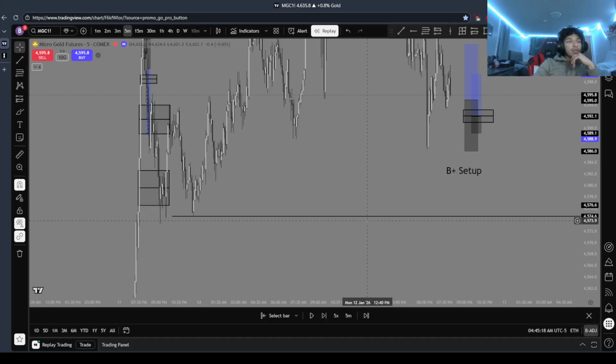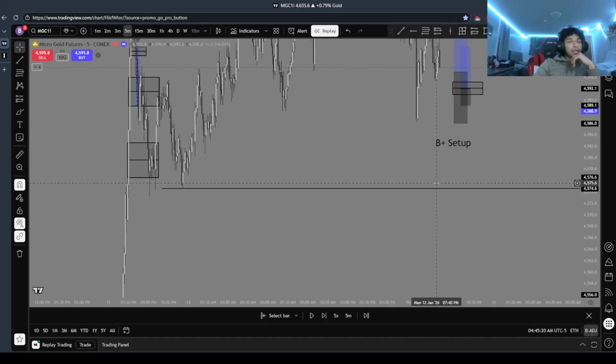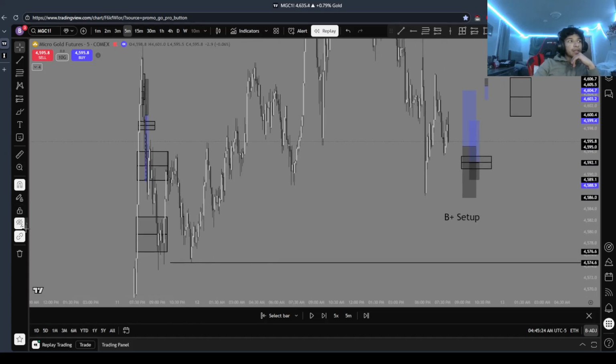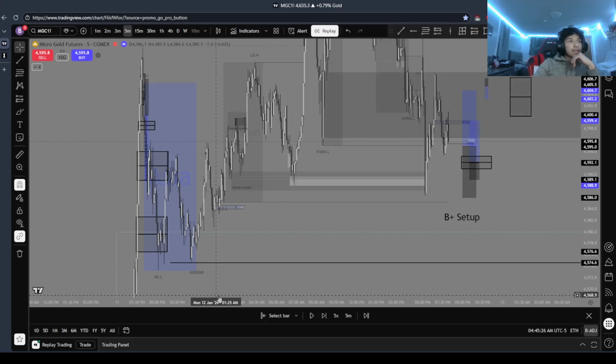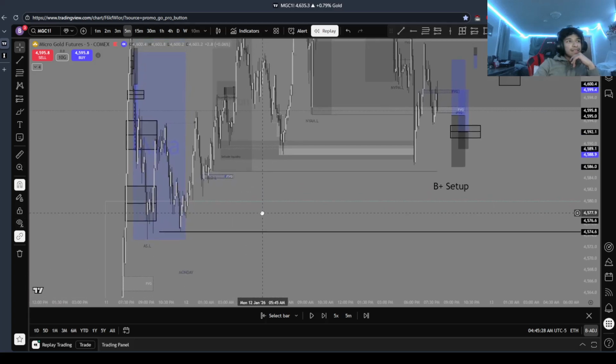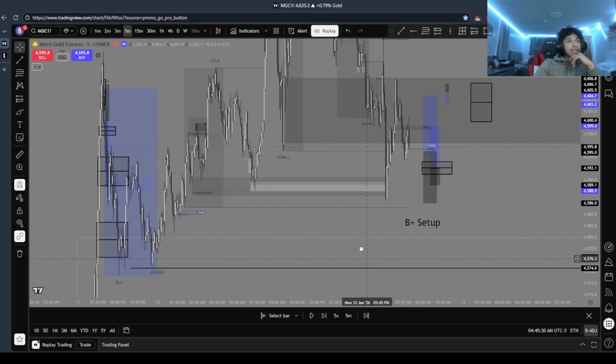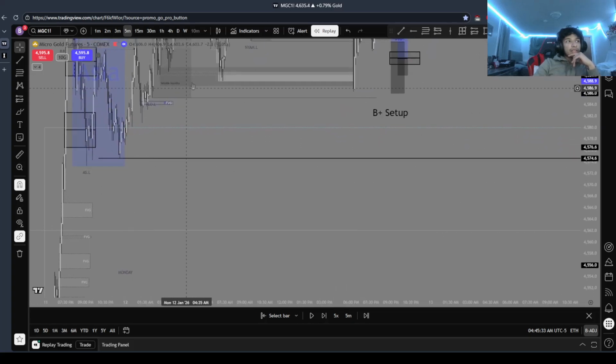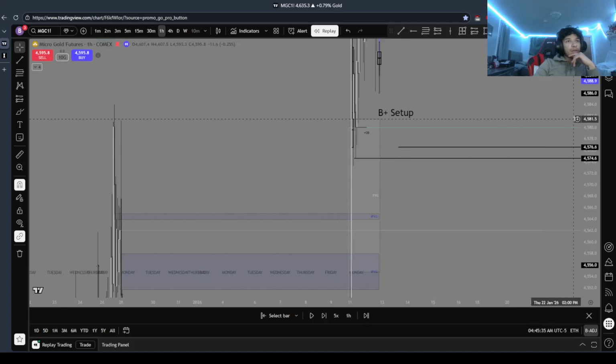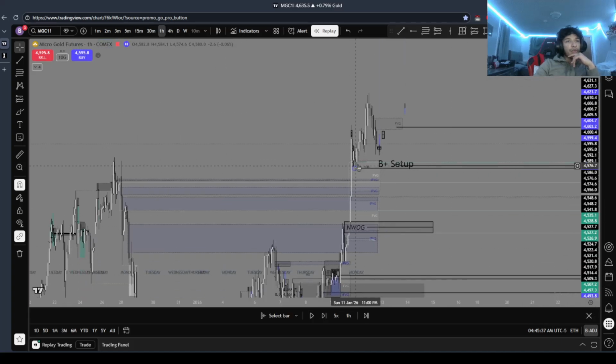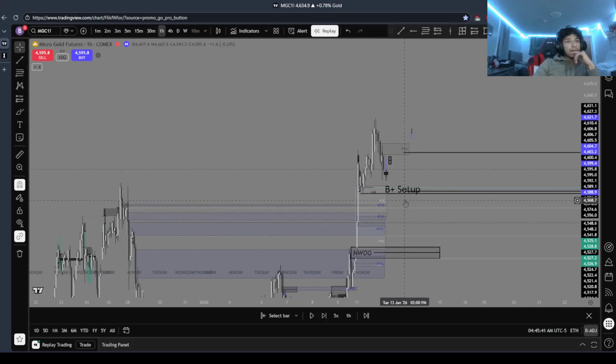This setup would have been an A plus setup if we would have swept out these lows right here, which were previous day Asia lows. So that's the time frame we're looking to sweep, as well as to get a retap into this fair value gap. Because we know that we would get a bounce back once we set this liquidity inside of this fair value gap to go up higher.